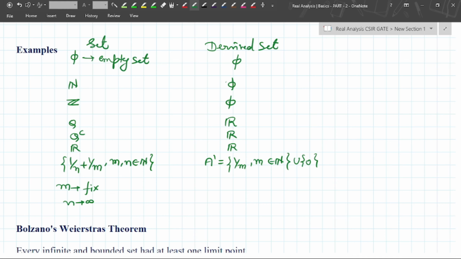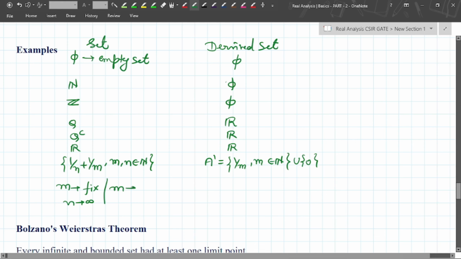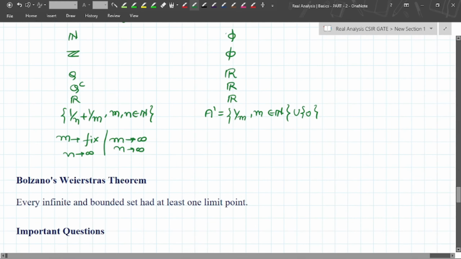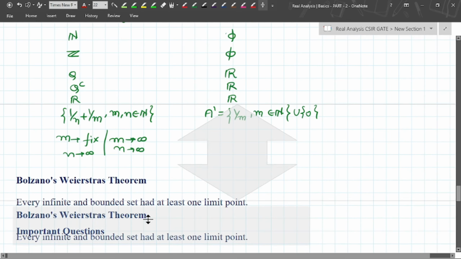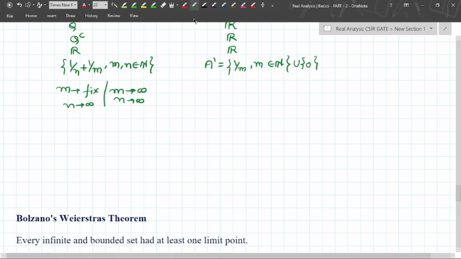Okay, m may be the large one. The case may arise here that m and n tend to infinity, then what is this? The value is going towards 0 also. So we are taking the union with 0. Okay, we can take a few more examples here so that the concept will get cleared.